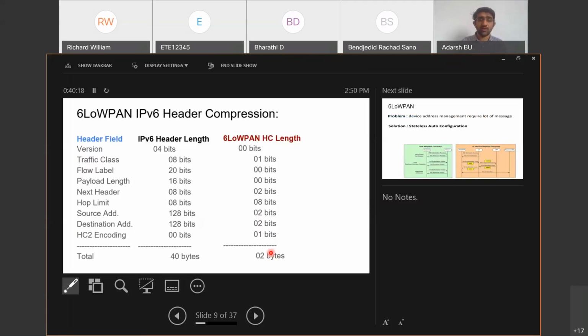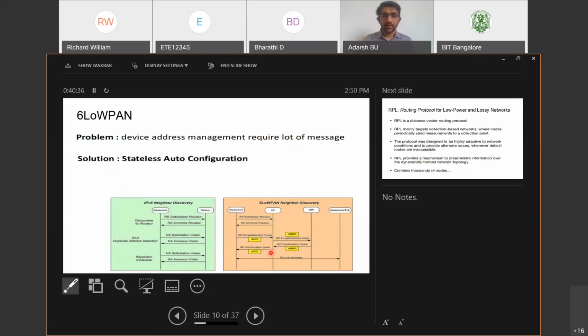So that is actually a very interesting part. This is the complete header compression. I tried my best. If you have any queries, we can take them up later. So this is the complete header compression which happens. We have seen the major 3 processes done by 6LoWPAN: header compression, fragmentation, and reassembly.